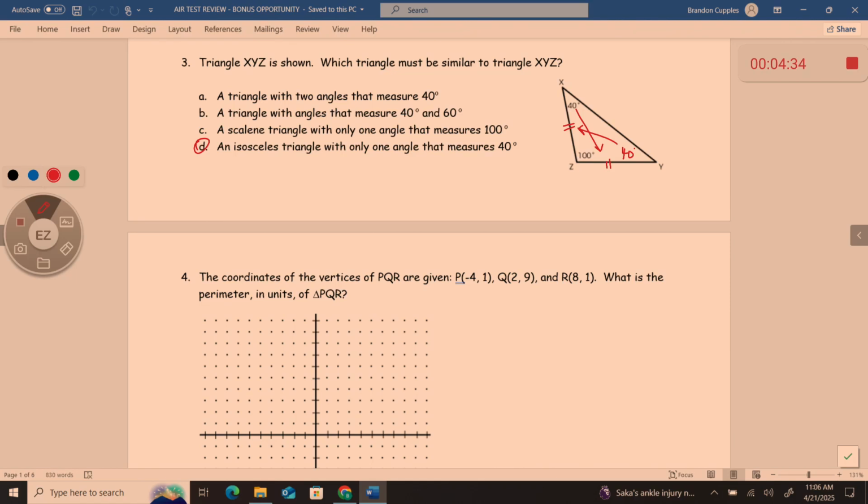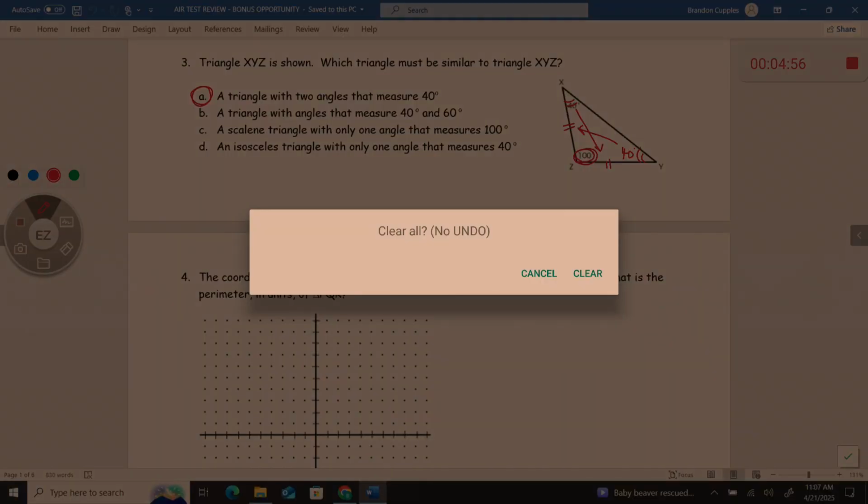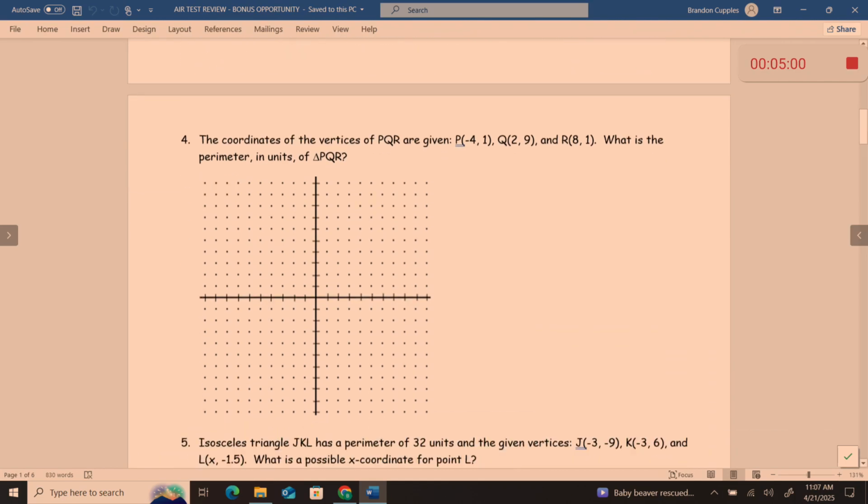Oh, I take that back because that could be the vertex angle. Let's go ahead and do this one right here. A triangle with two angles that measure 40 degrees, which would then make it an isosceles triangle. Okay. But if you have two 40-degree angles, we can easily find the last one by taking those two from 180, and then you would know the triangles are similar to each other. You would know the growth rate to get from one triangle to the other, but you would note they are similar.